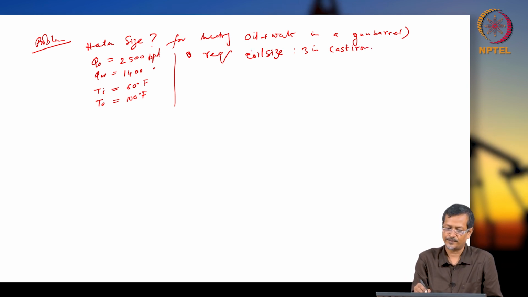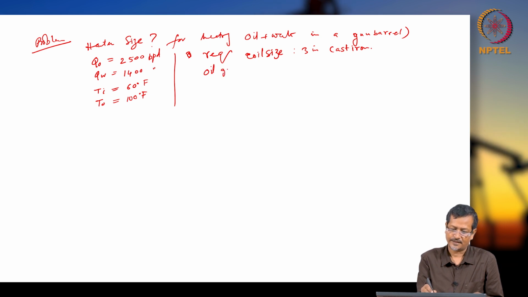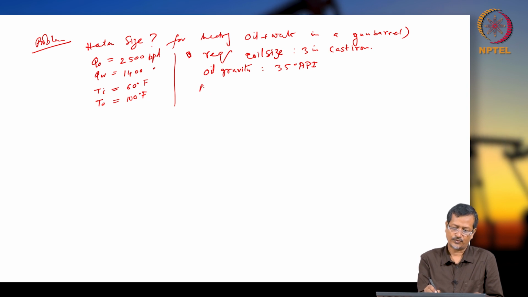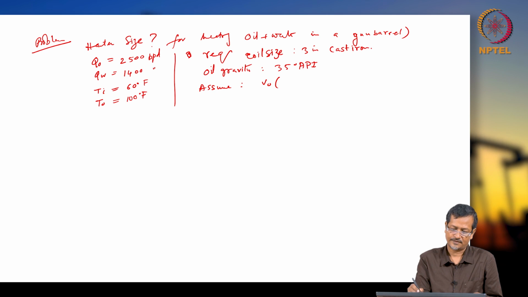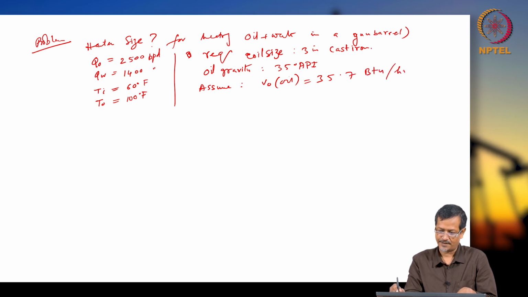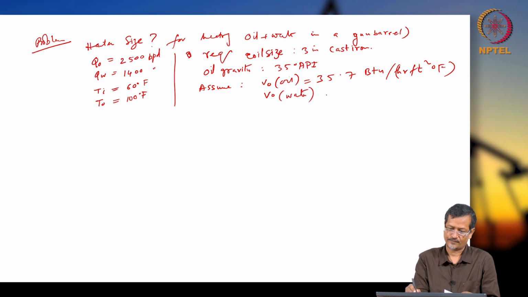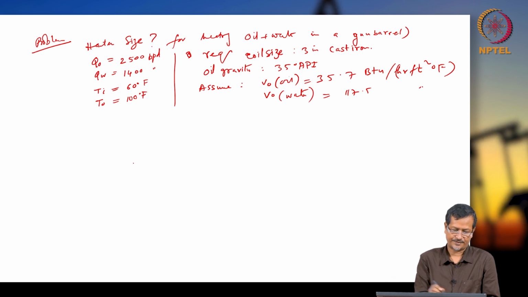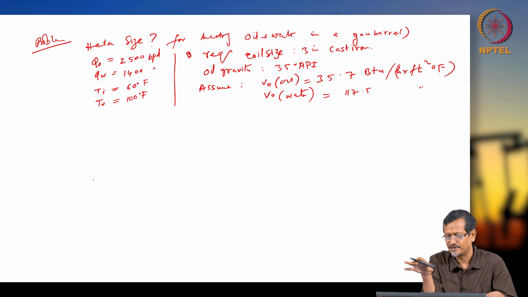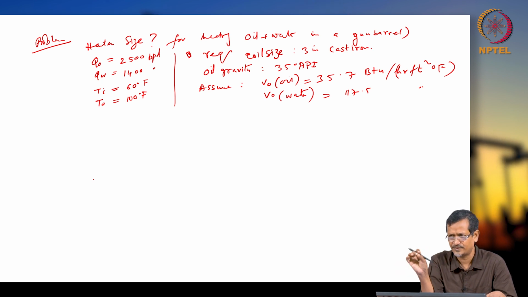This will be used when we calculate the final sizing. Initially I have to calculate how much heat transfer there is. Oil gravity is 35 degree API, and assume the film coefficient for oil, V oil, is 35.7 BTU per hour feet square degree Fahrenheit. V water is 117.5, same unit. This data is given, and V oil and V water are actually found from a table. Instead of giving the table, I am giving the values directly. If in a problem I give a table, then you have to find them. I will try to give a table, so I will give the data V oil and V water, and based on that you can calculate.